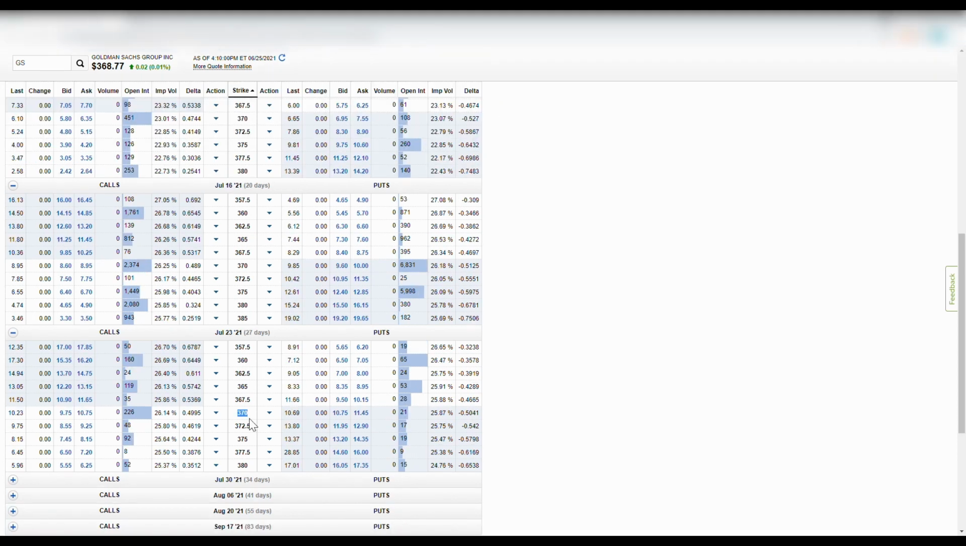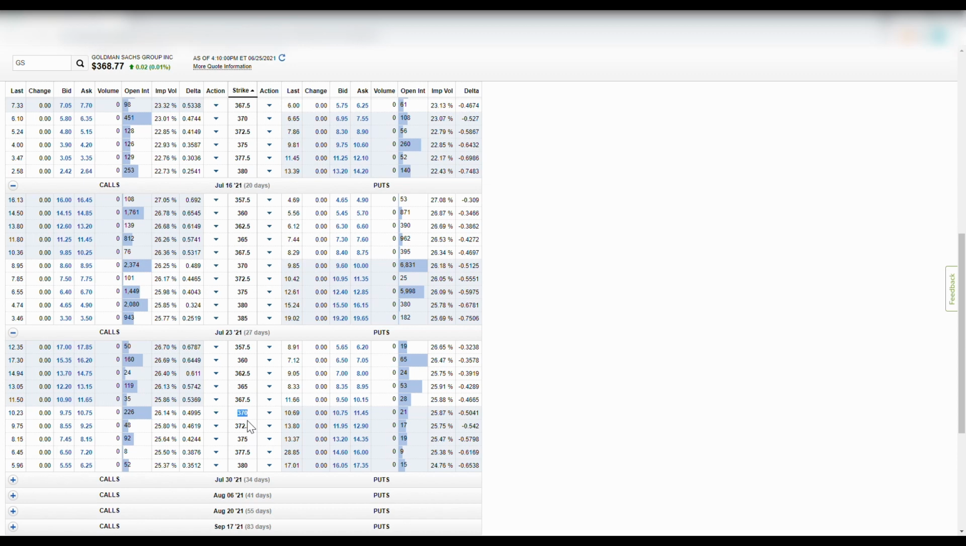Let's say that I anticipate that the price of Goldman Sachs will decrease within the next month, so I purchase a July 23, 2021 or 27 days till expiration put with a strike price of $370. And let's say that I paid a premium of $11 per share or a total premium of $1,100 to purchase the put option. The maximum loss would be the cost of the premium, which is $1,100, and this would occur if Goldman Sachs closes at or above $370 at expiration date.